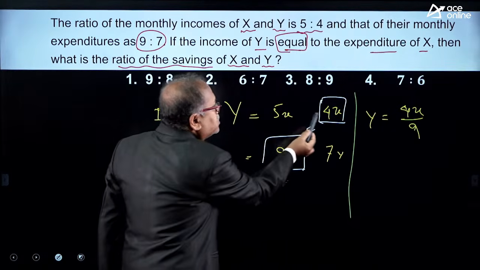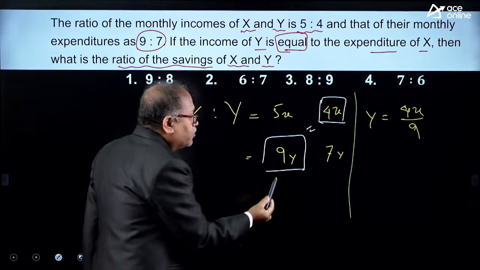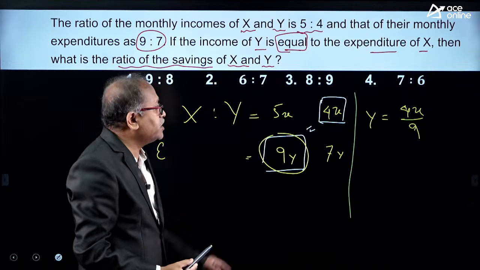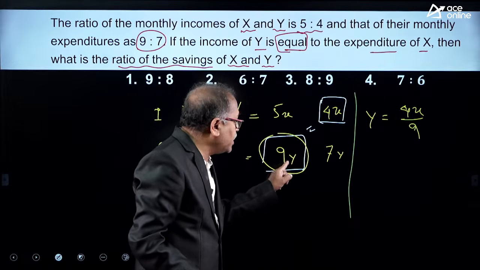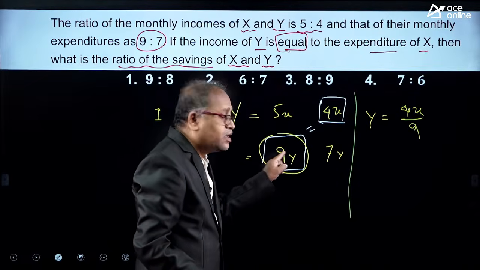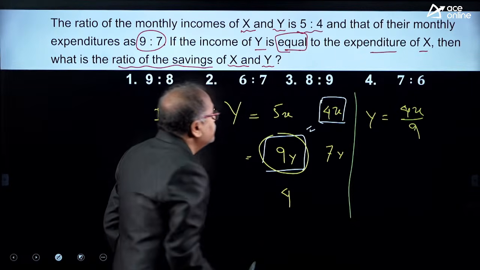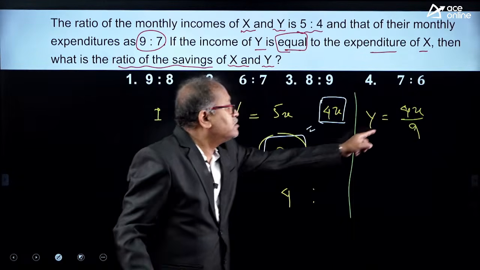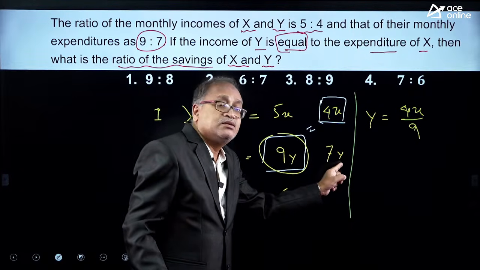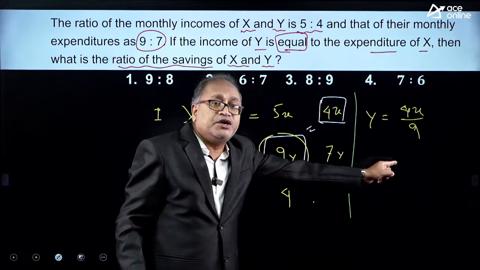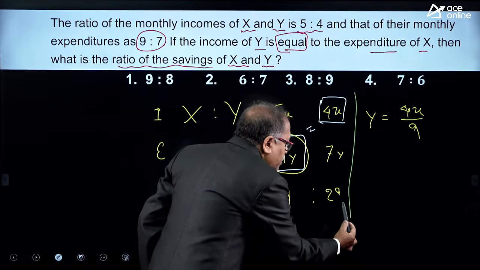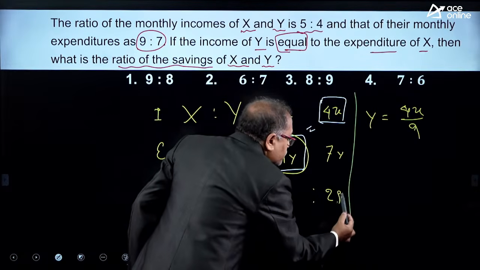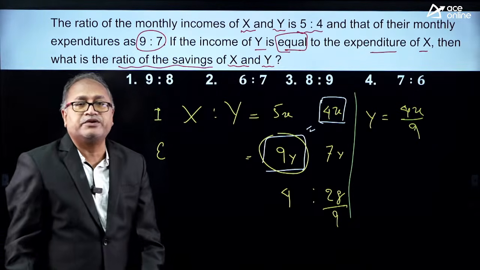Now, this income is in the X format, expenditure is in the Y format. Convert this Y format in the form of X, because already we know y is equal to 4x by 9. So, I replace the y as 4x by 9. 9 will get cancelled. I will be left with 4. So, the saving of X is 4 part. Then I will replace this one y with 4 by 9x. So, 7 times 4, that is 28, and 28 by 9.